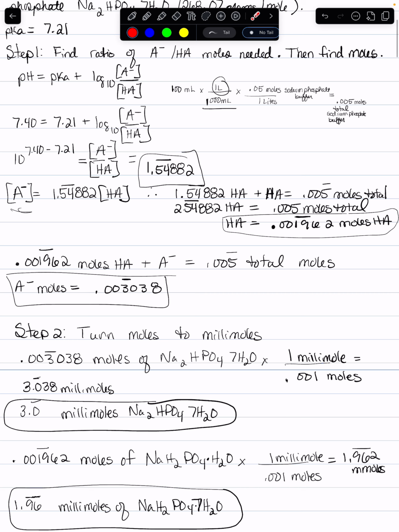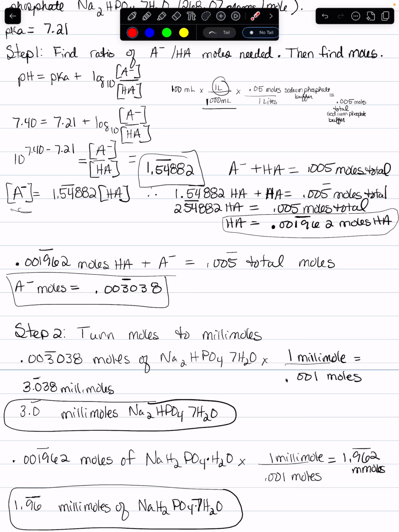Okay, moving on. So that's the total moles. Then we're going to take 1.54 HA that we found with our Henderson-Hasselbalch, plus HA. Why are we saying plus HA? Well, the 1.54 HA is equal to our conjugate base, and so A minus plus HA equals the total moles, because these are our two components that are going to be in our buffer.